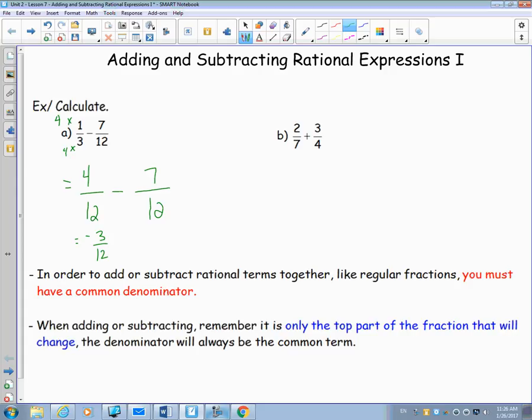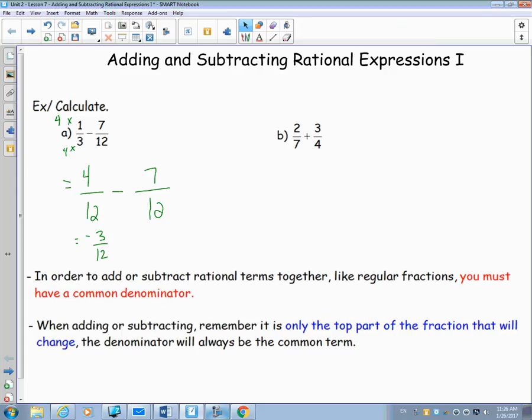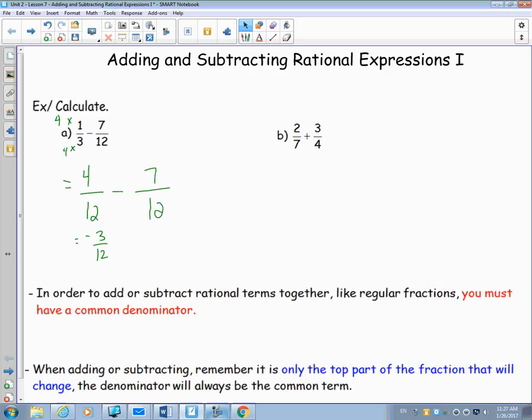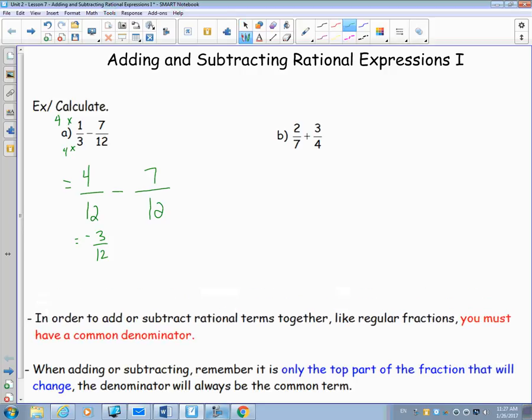So if I can, I like to simplify that in the end, because that's what we want to try and do, right? Make it smaller numbers instead of bigger numbers. And negative 3/12 reduces to negative 1/4. Okay? Whatever you do to the bottom, do to the top. That's idea number 1. Let's look at the second one.